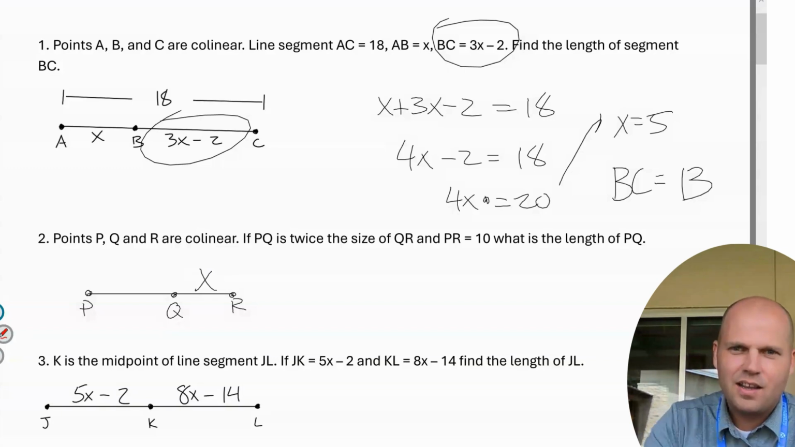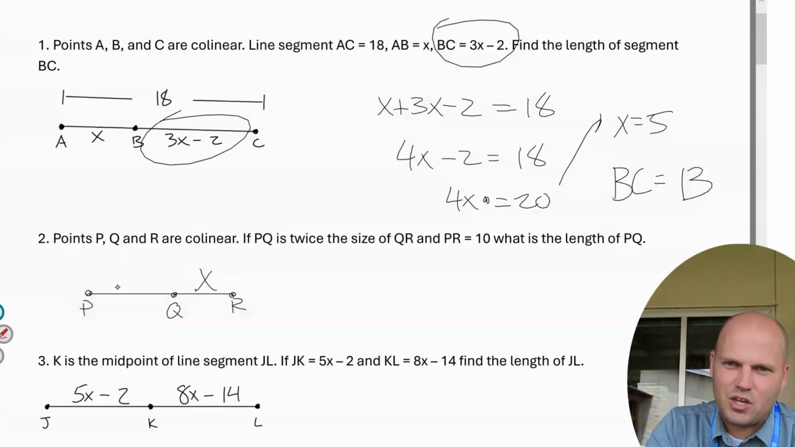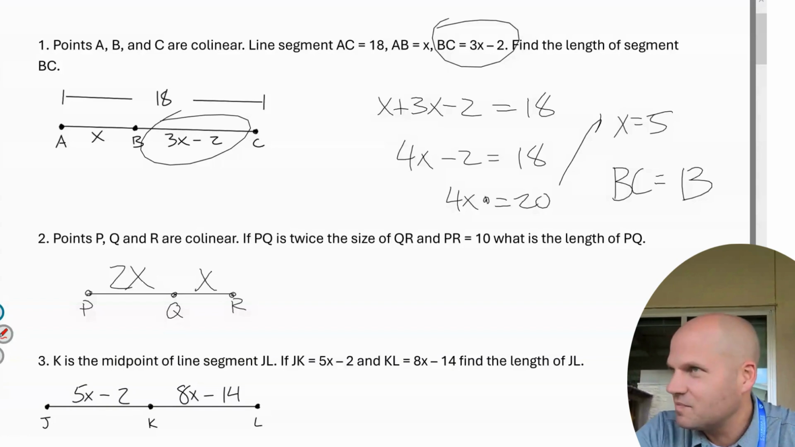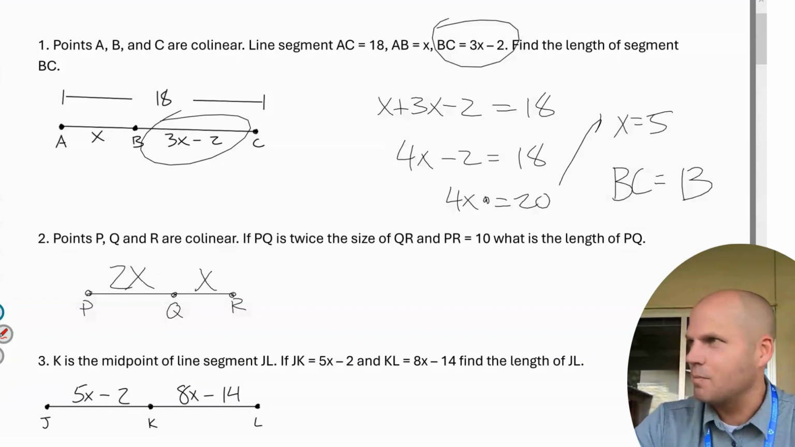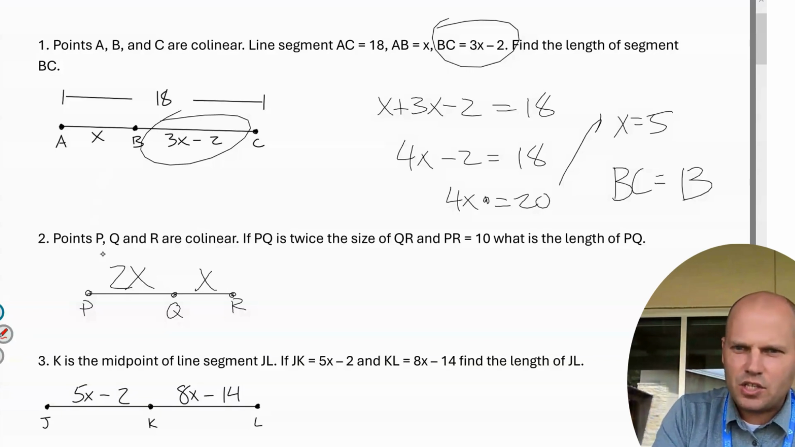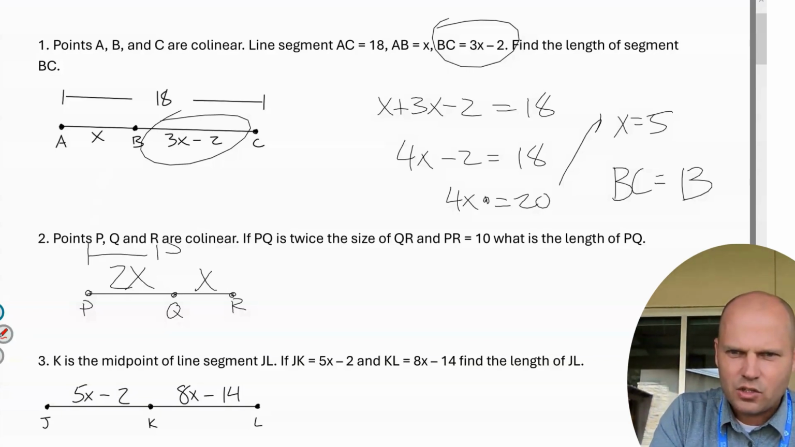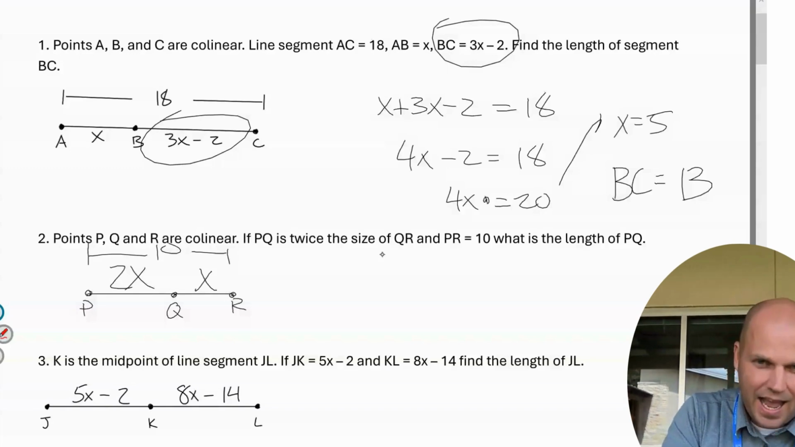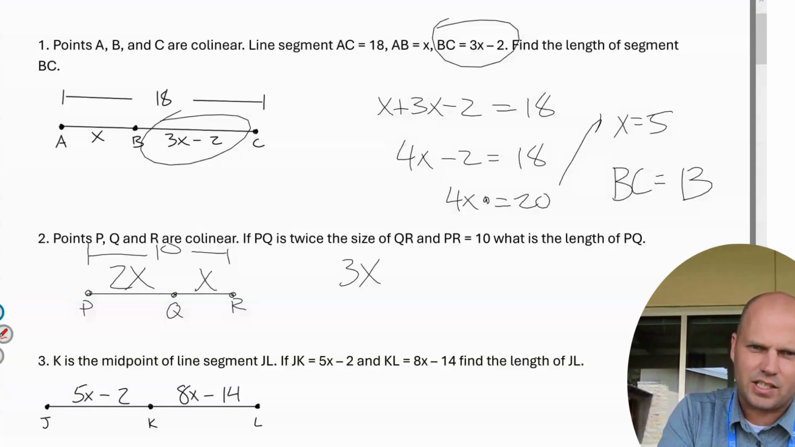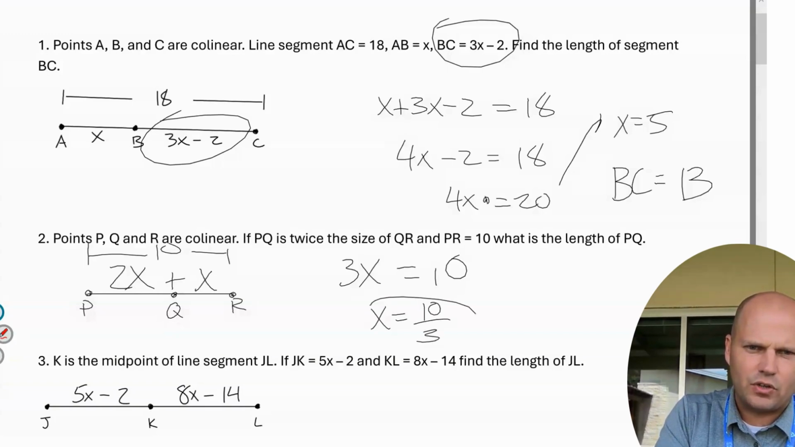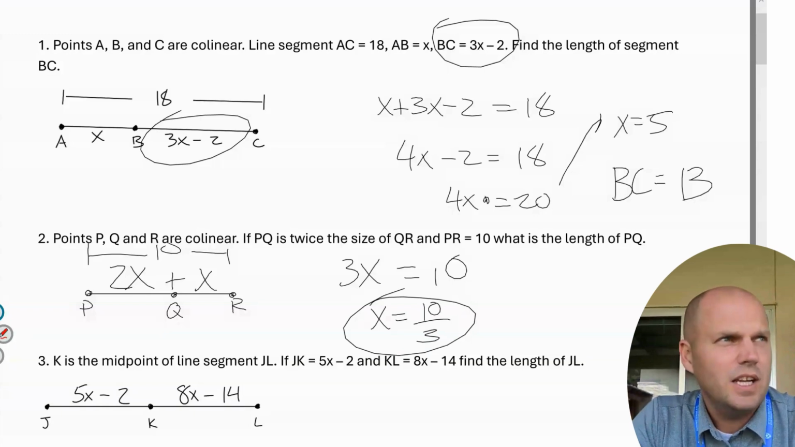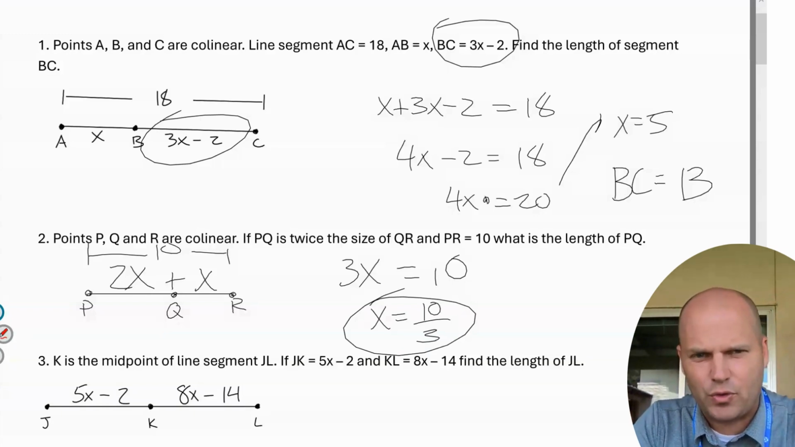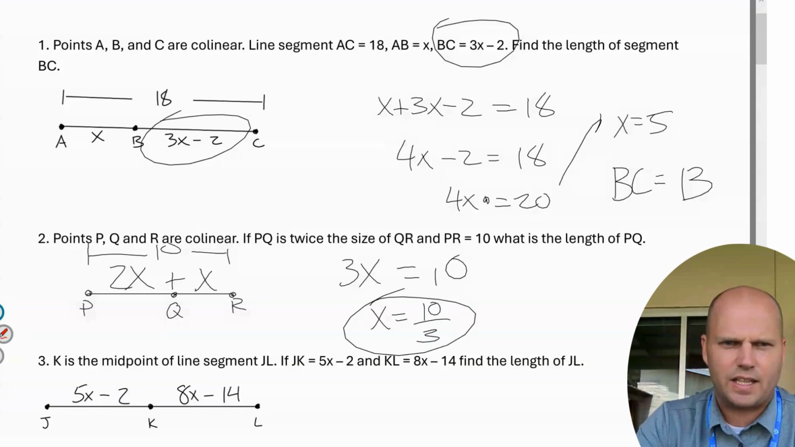QR, we don't know. PQ is twice that. So assign a variable to QR. QR is X. PQ is 2X. The total length we were told is 10. So we should do 2X plus X, which is 3X, equals 10. We divide by 3, and you get X equals 10 thirds. This is a decimal. It's not a nice decimal. It's a 0.333 or 0.666. So just leave it like this.